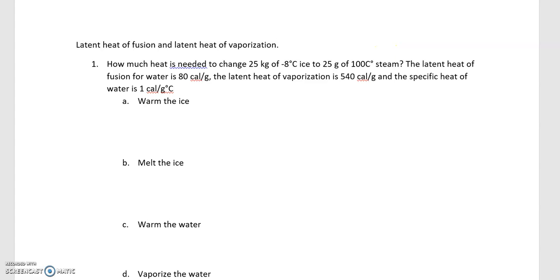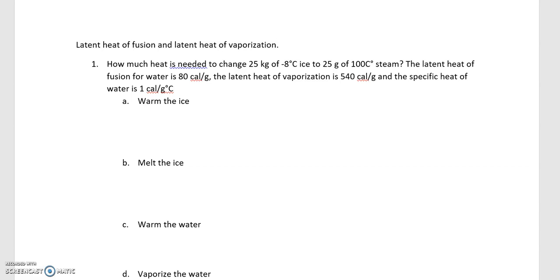In this video, I'm going to do a pretty involved problem working through some phase changes and the heat required for changing those phases, and then the heat required just to take a substance and change its temperature. So we're going to be working with a couple different equations.